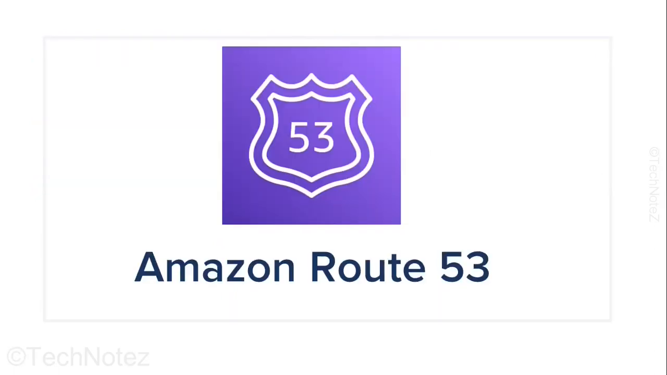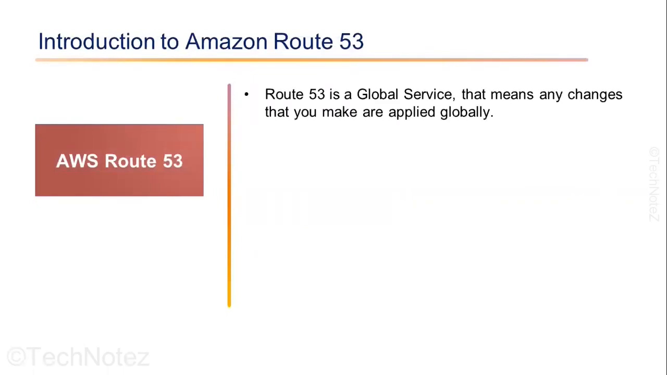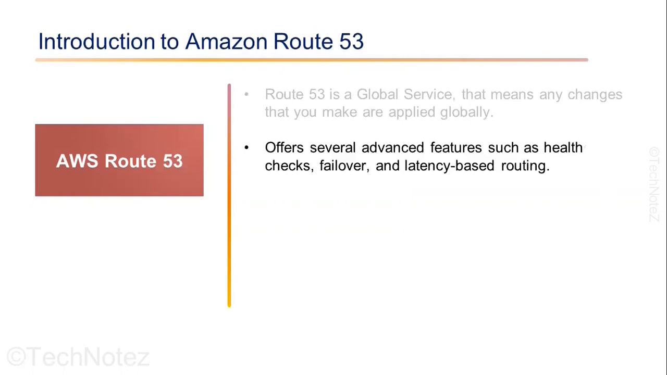Next, let's talk about AWS Route 53. Route 53 is a domain name system service offered by AWS. It's a global service. That means any change that you make is applied globally. Route 53 leverages the AWS edge locations. Route 53 offers several advanced features such as health check, failover, and latency based routing to ensure high availability and optimal performance of your applications.